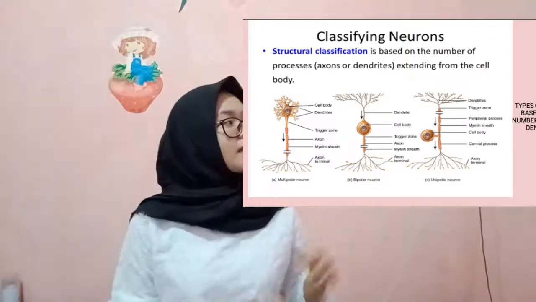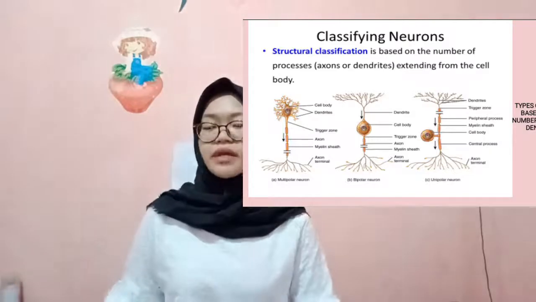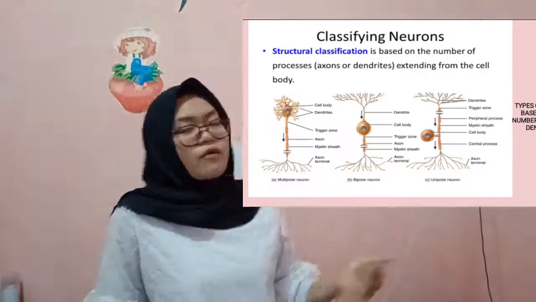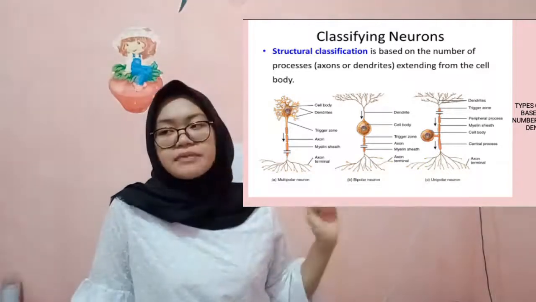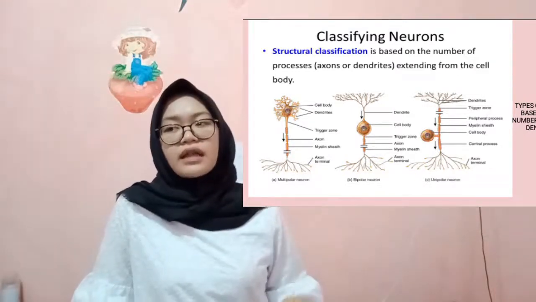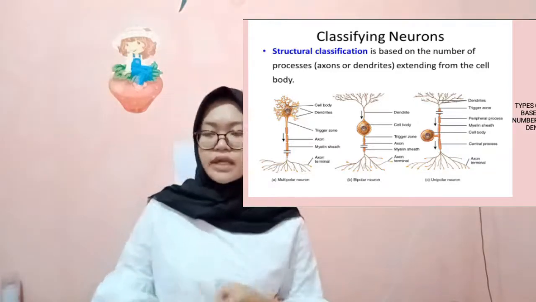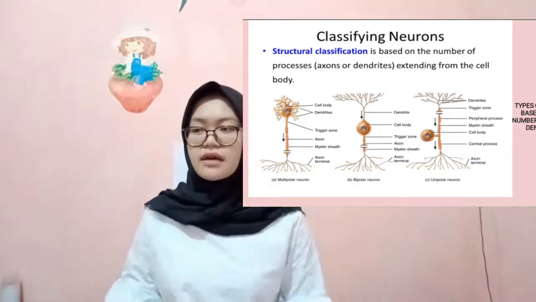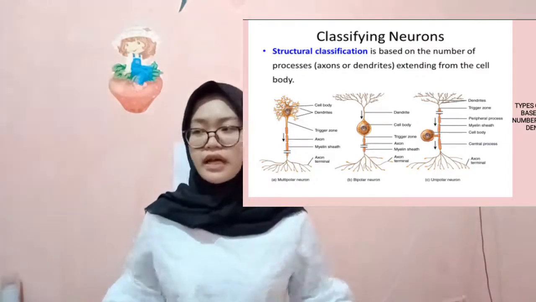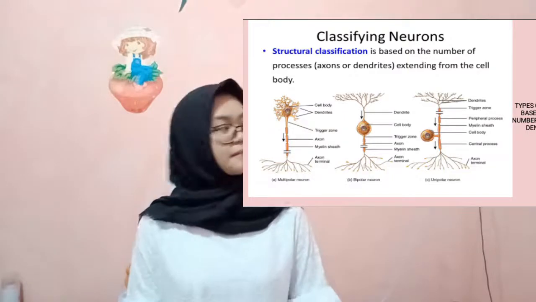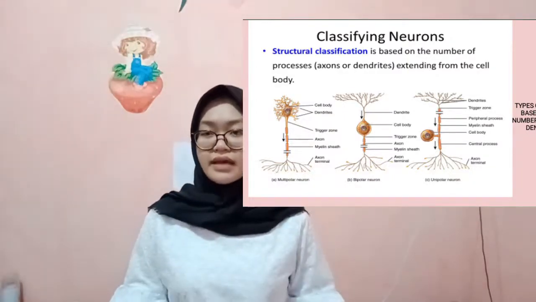Okay, so based on what I explained before, now can you mention which are the types of neuron based on their structures? Like what are the types of structure? Sensory neuron, motoric neuron, and interneuron, maybe like that. Okay, Afrenia.